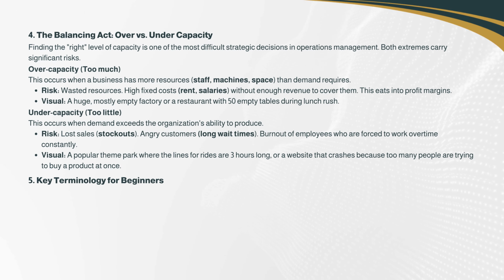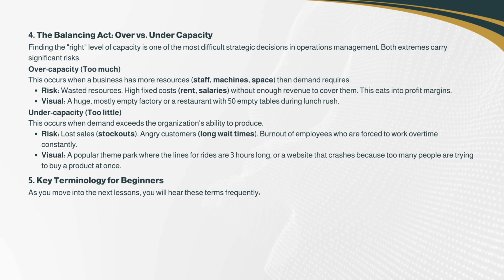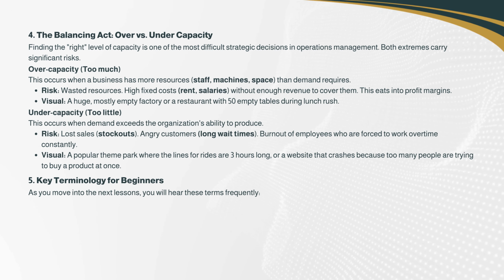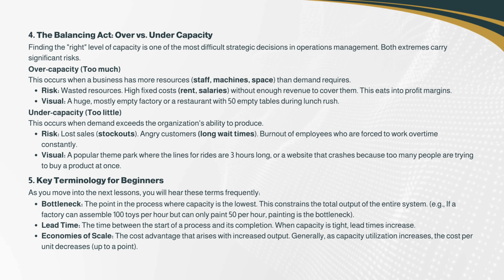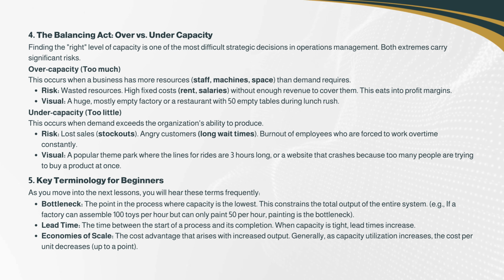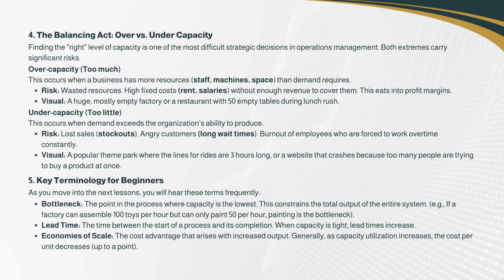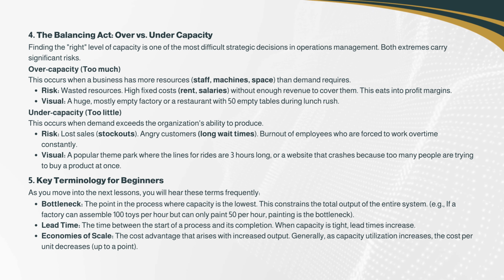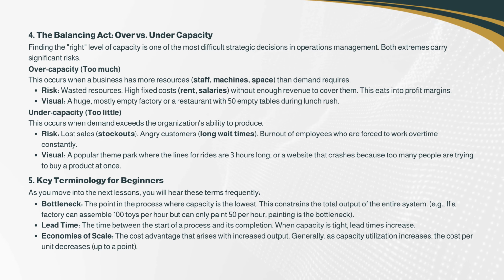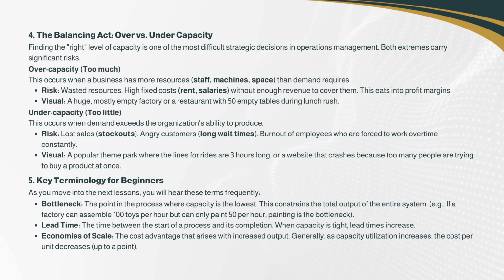5. Key terminology for beginners. As you move into the next lessons, you will hear these terms frequently. Bottleneck: the point in the process where capacity is the lowest. This constrains the total output of the entire system. For example, if a factory can assemble 100 toys per hour but can only paint 50 per hour, painting is the bottleneck. Lead time. The time between the start of a process and its completion.